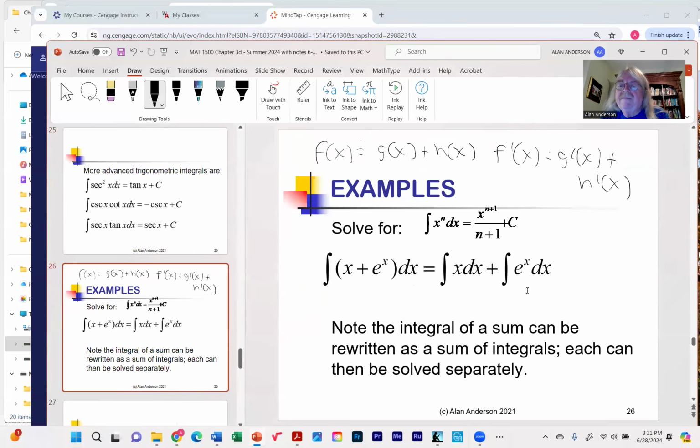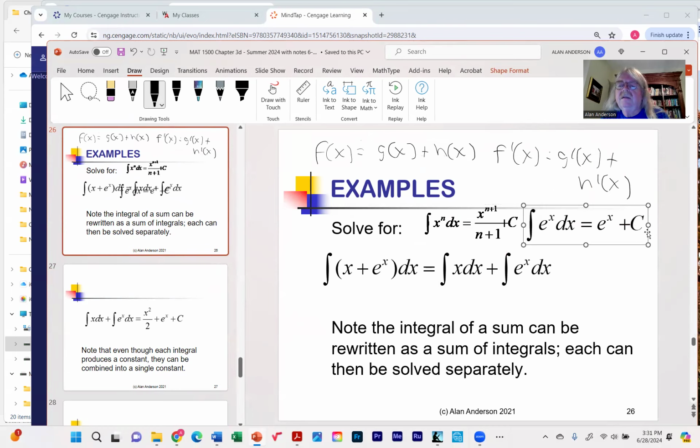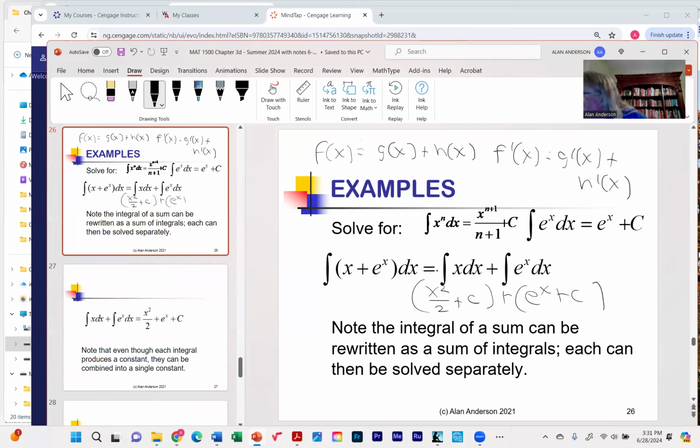Now, by the way, here's an interesting twist here. The first one is going to be x squared over 2 plus c. And the second one will be e to the x plus c. The thing is, we don't know. Technically, you should write this as C1 and C2 because they may not be equal to each other. But because we don't know what the constants are, we can just simply combine them all together into a new constant. And so we will write this as x squared over 2 plus e to the x plus c.